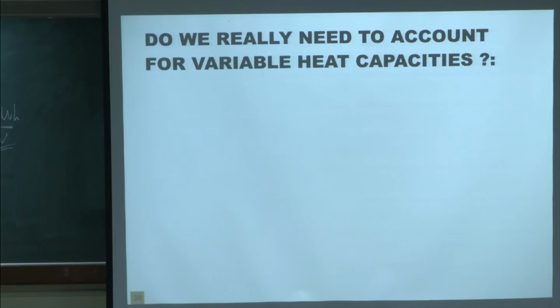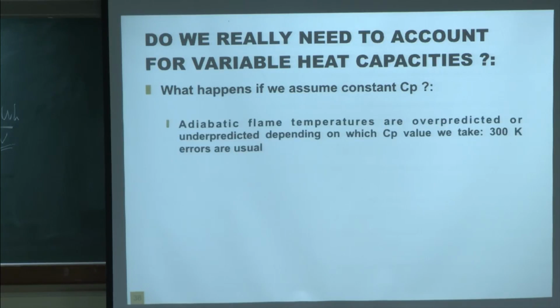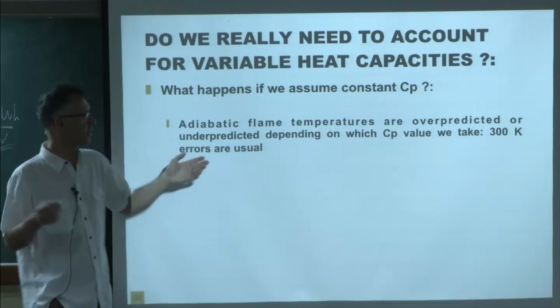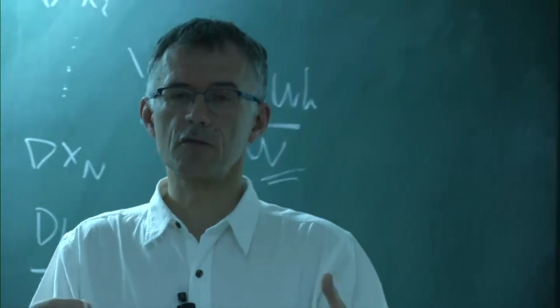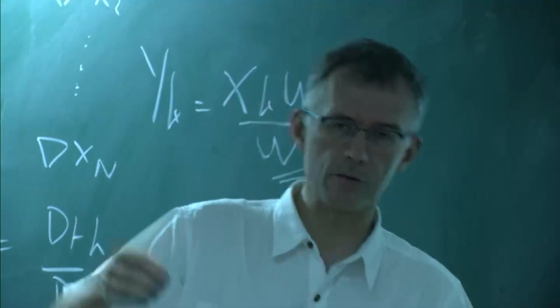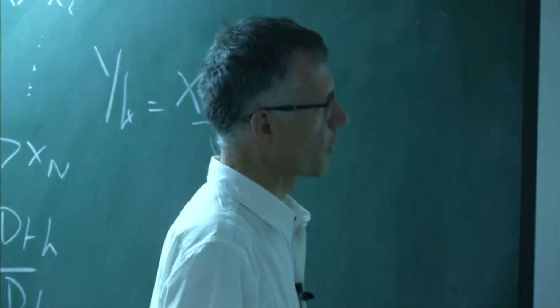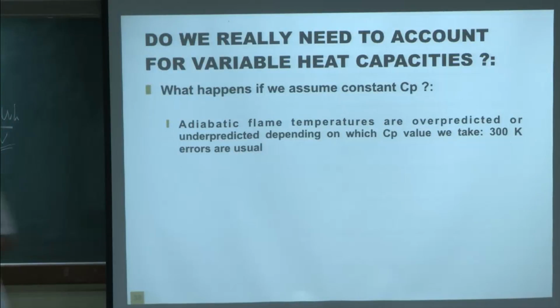What does it really mean? What happens if you assume constant Cp? Well, if you do an air flame, and we've seen actually an example yesterday, the adiabatic flame temperatures are usually over-predicted or under-predicted depending on which Cp value you take. Because if you say Cp is constant, you still have to say which one you take. Do you take the low value or the high value? Well, if you take the middle, you get a reasonable approximation, but you have to expect errors of the order of a few hundred K, which is not that bad.